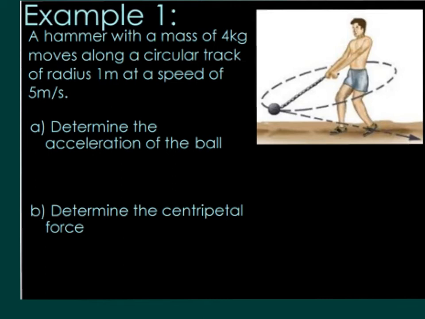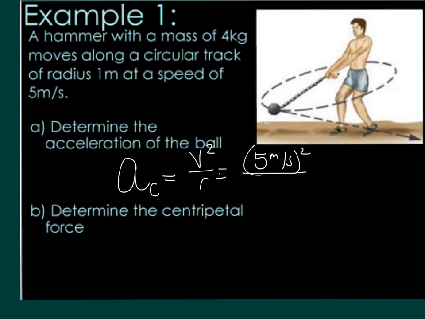A track player has a hammer with a mass of 4 kilograms, moves along a circular track of radius 1 meter at a speed of 5 meters per second. First, we want to determine the acceleration of the ball. We can do that very easily. A of c is equal to v squared over r. The speed of the hammer is 5 meters per second. We need to square that. And the radius of the circular path is 1 meter. 5 squared is 25. 25 divided by 1 is 25 meters per second squared. So now we have the centripetal acceleration of the hammer.